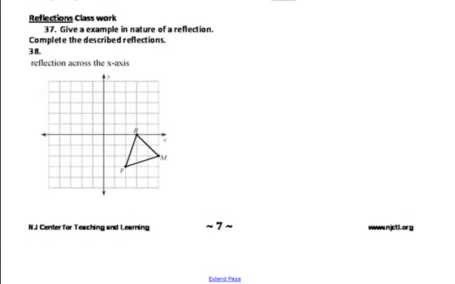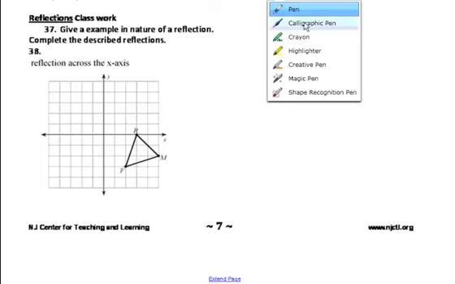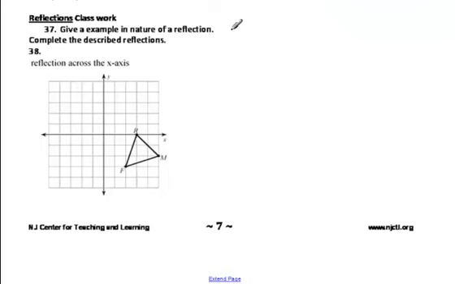We know that there's certain things in nature that are reflected in mathematics. And we talked about, for example, looking in water. Every class gave the idea of a butterfly. So that was really good. So again, reflection is when one side is the same as the other. Okay, complete the described reflections.